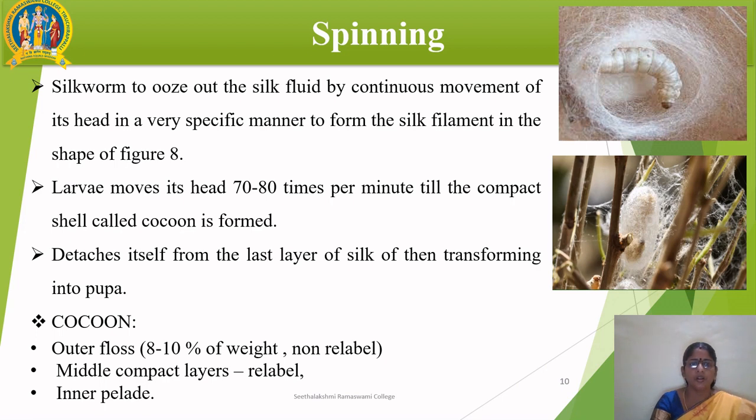In the cocoon, the outer layer is the floss layer. It accounts for 8 to 10% weight of the cocoon. It is not a reelable layer. The middle layer is a very compact layer. It is a reelable layer. The inner layer is the pelade layer. That is also not a reelable layer.